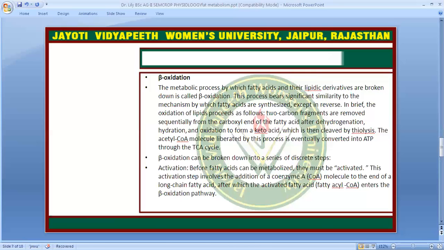Now the series of steps in which beta oxidation can be broken down: first is activation. So they must be activated. Activation involves the addition of a coenzyme A molecule to the end of the long fatty acid chain, after which it is activated. The fatty acyl coenzyme A enters the beta oxidation pathway.